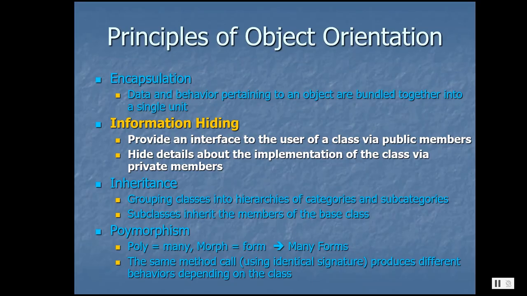So this all gets at this principle of information hiding, this notion that we provide an interface to the user via public members and hide the details via private members. There's also something in between called protected. And information hiding, I kind of split it out as a whole separate principle of object orientation. Some folks like to include that within the general realm of encapsulation.